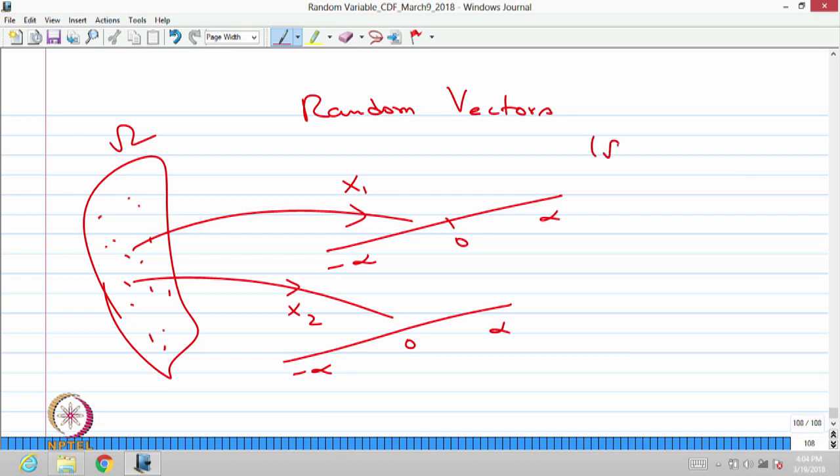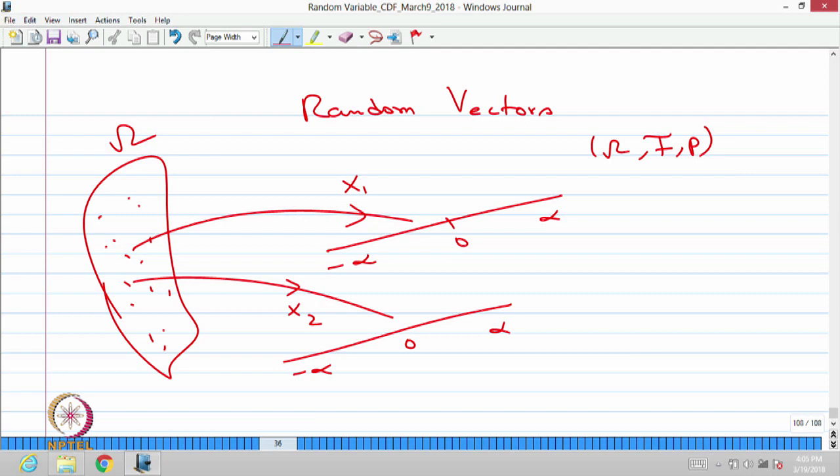That means you have a probability space (omega, F, P). Omega is a collection of all possible outcomes, F is the sigma field on omega, and P is a set function satisfying the three Kolmogorov axiomatic conditions. Therefore, P is a probability, so this is a probability space. In this probability space x1 is defined, and in the same probability space x2 is defined. Like that, many more random variables are defined in the same omega.